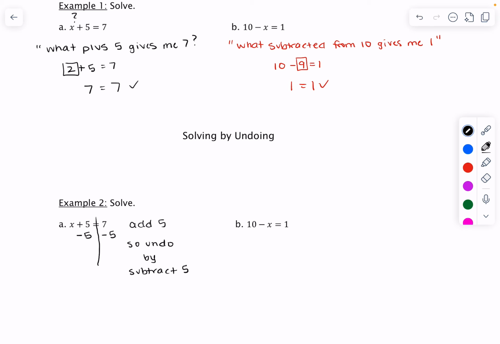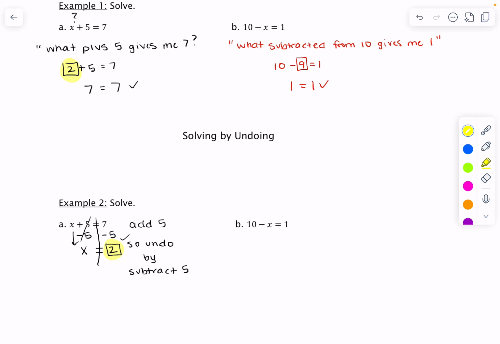And whatever I do on one side, I have to do on the other. The 5 minus 5 equals 0, so I like to cross that out, and I'm going to bring down my x. 7 minus 5 is 2, and notice that I get 2. Isn't that true for what I got up here? I got the 2 up here, and I got the 2 down here. So both logically it works, and my solving by undoing works as well. So I hope this shows you that this process is effective.